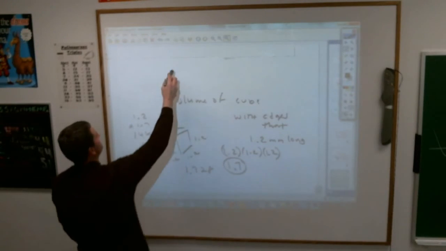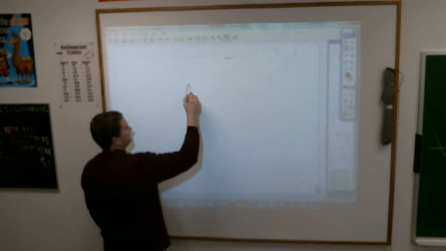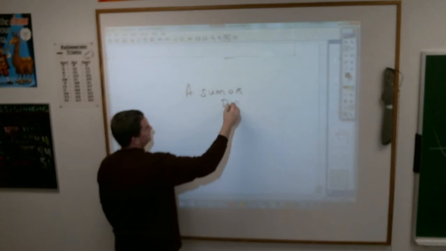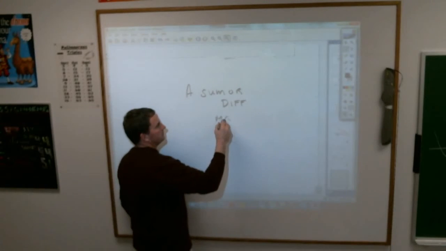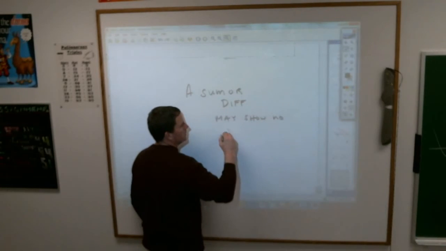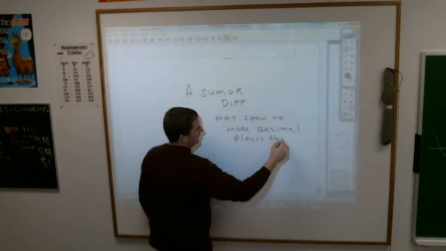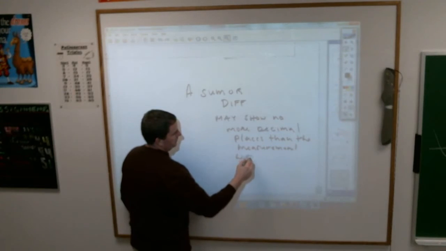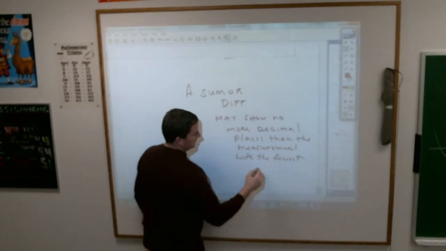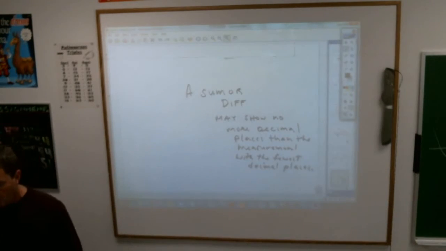Now, one more rule. A sum or difference, which means if you add or subtract, may show no more decimal places than the measurement with the fewest decimal places. Which makes a lot of sense if you think about it, doesn't it?